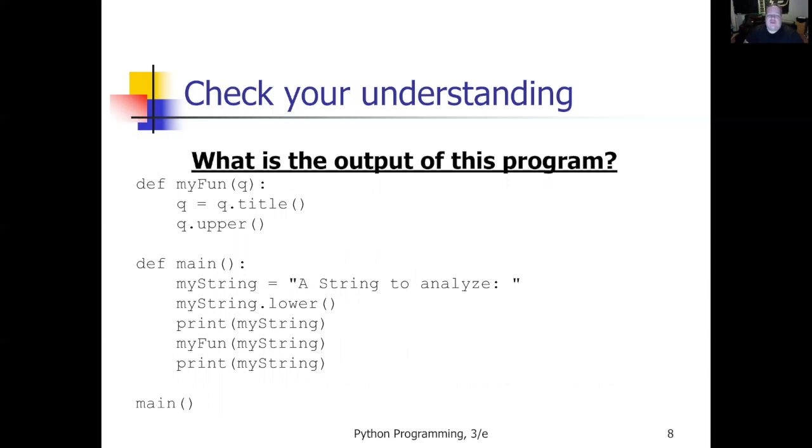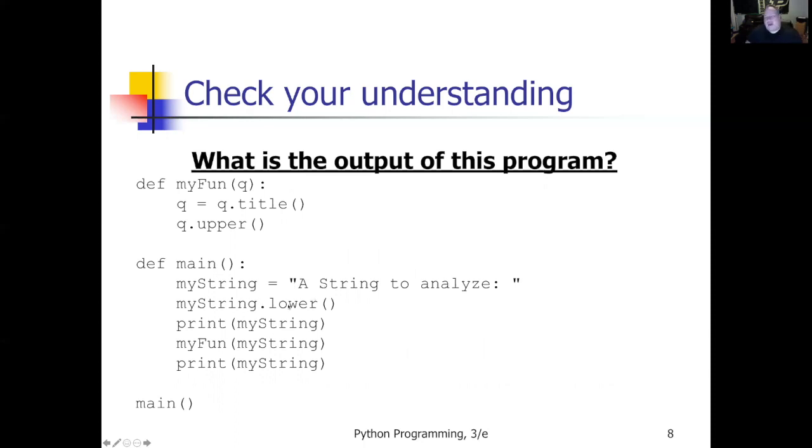So what's the output of this program? I've got two functions here, the myFun function and the main function, and I call the main function first. So my string equals "a string to analyze". The A and the S are uppercase. my string dot lower, print my string. What gets printed here? You'd think, perhaps, the whole thing in lowercase, but is that true?